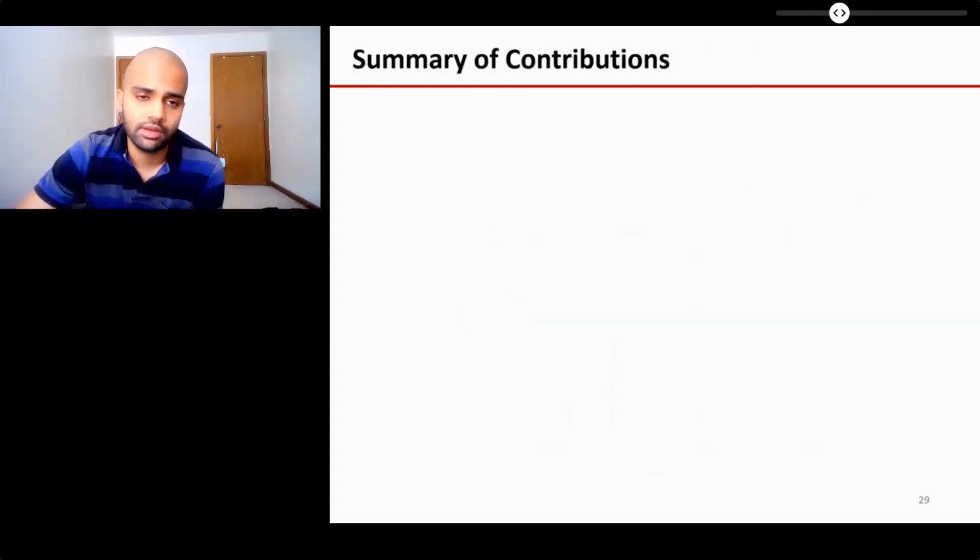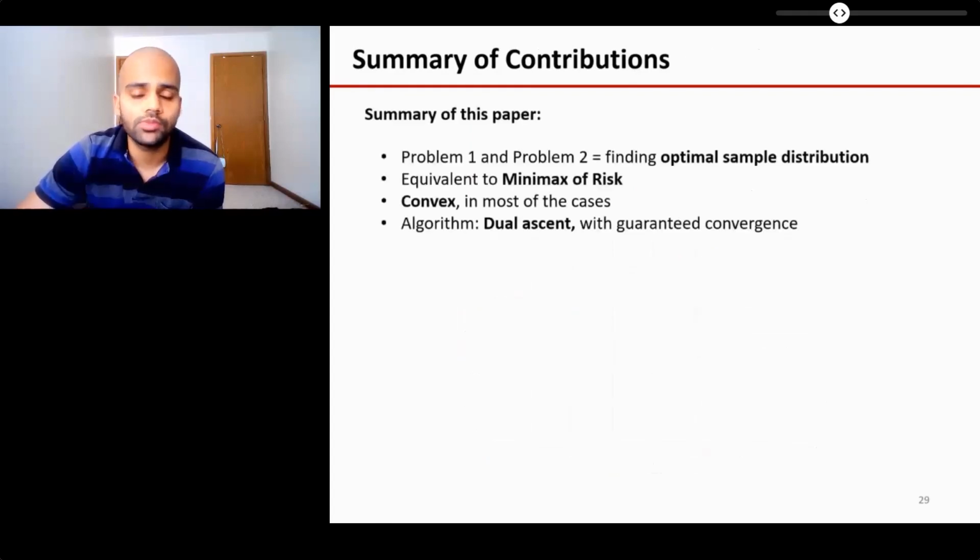With that, let me summarize the contribution that we have made in this paper. We propose 2 problems. Both these problems are about finding an optimal sample distribution such that we can give some kind of performance guarantee on our networks. Both these problems are equivalent to playing some kind of minimax game on the overall risk. Both the problems are convex in most of the cases, and we have proved this in our paper. The algorithm which we have proposed to solve this problem is a dual ascent algorithm, and therefore it is guaranteed to converge irrespective of whether the problems themselves are convex or not.